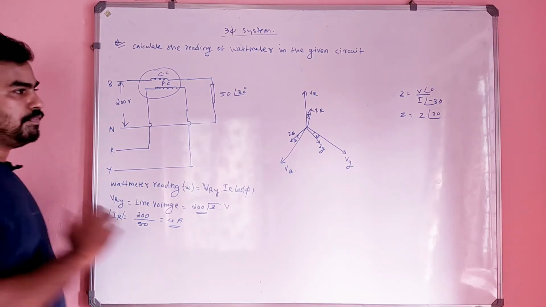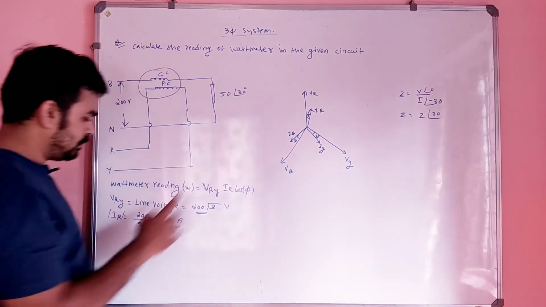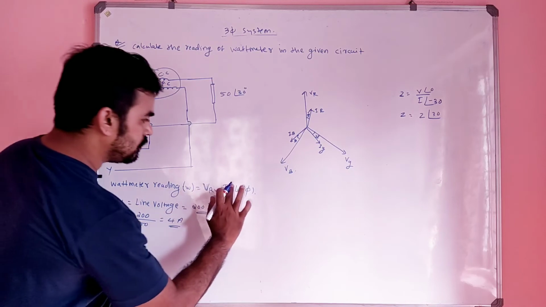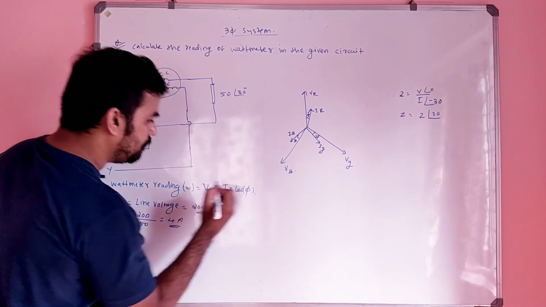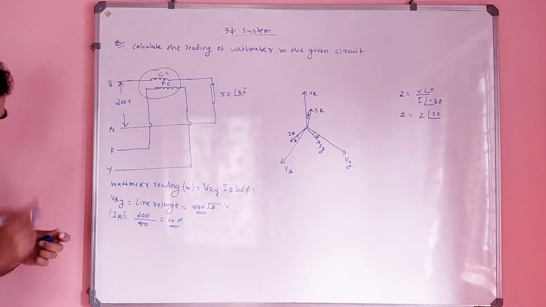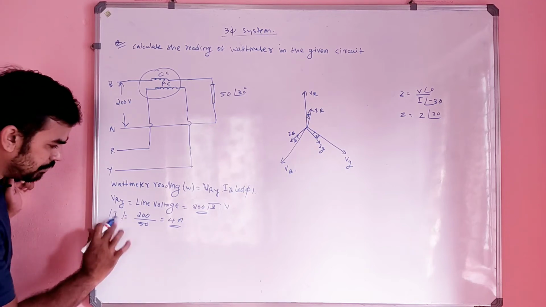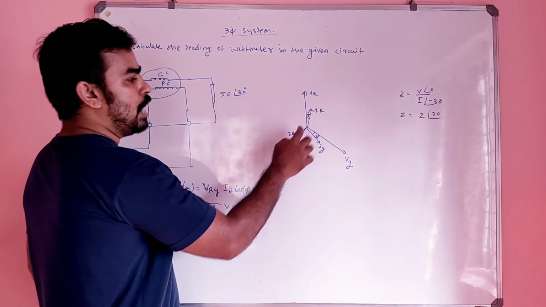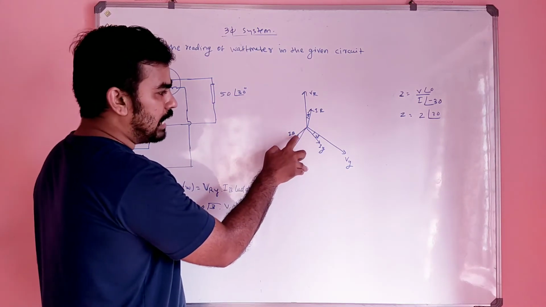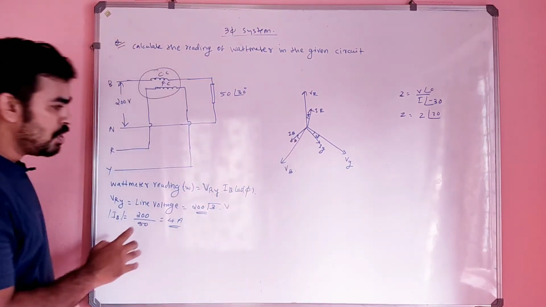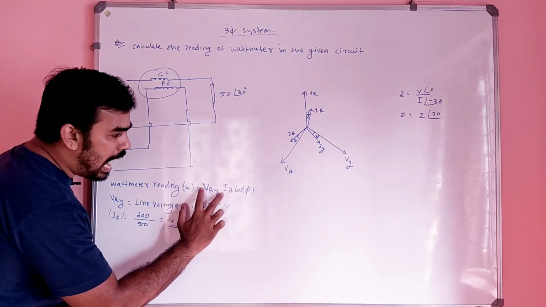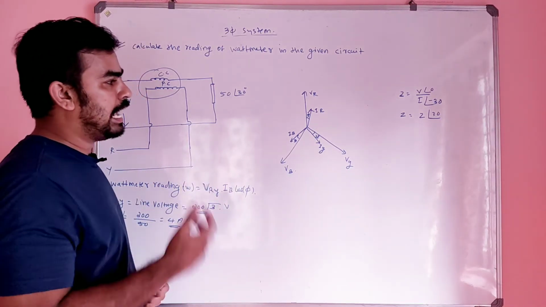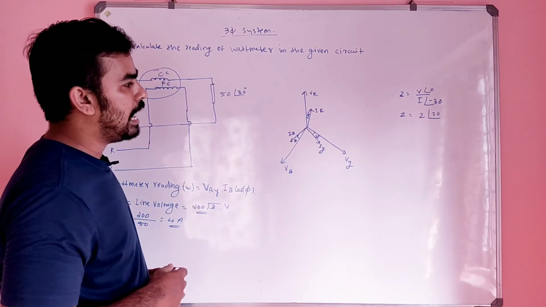So our area of concern is only IB, because we do not need IR, it is IB. Okay, it is IB. So our area of interest is IB. So what is the angle between VRY and IB?